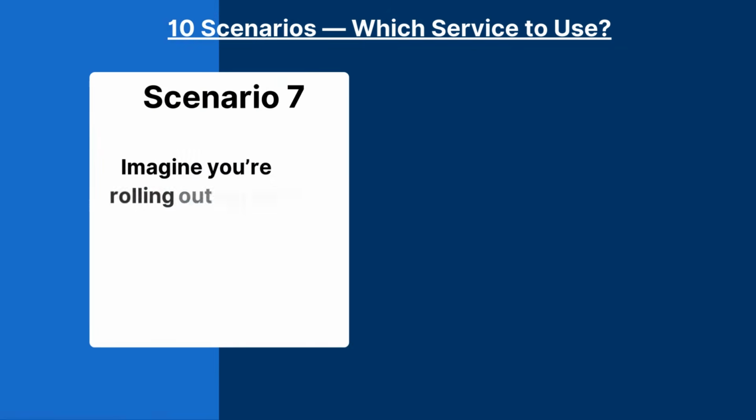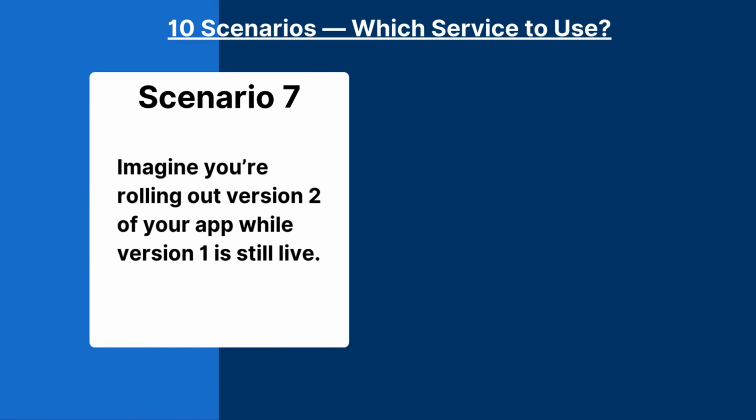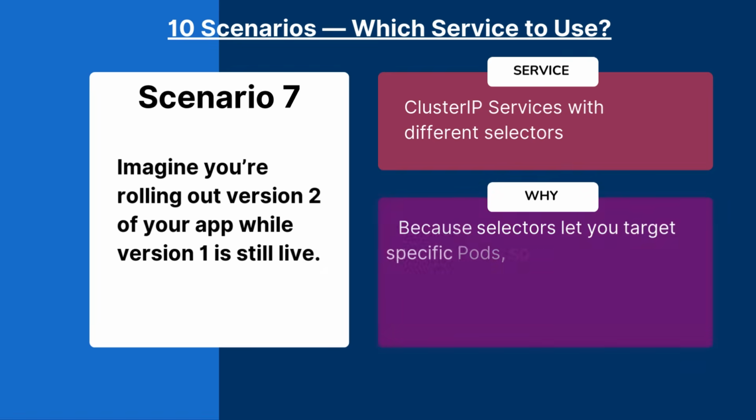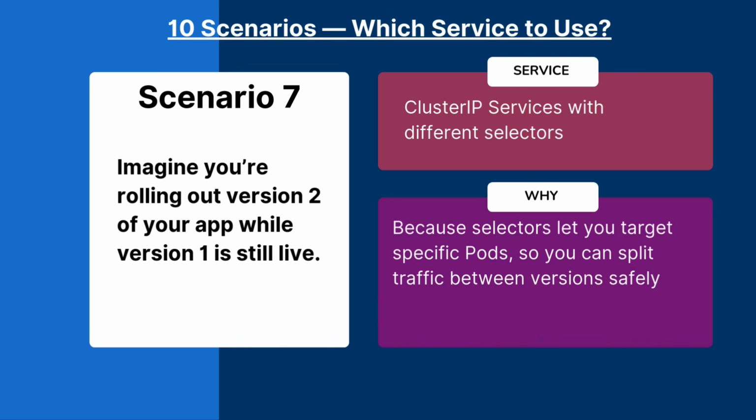Scenario number 7. Imagine you are rolling out version 2 of your application while version 1 is still live. The right choice here is ClusterIP with different selectors. Why? Because selectors let you target specific pods, so you can split traffic between versions safely.